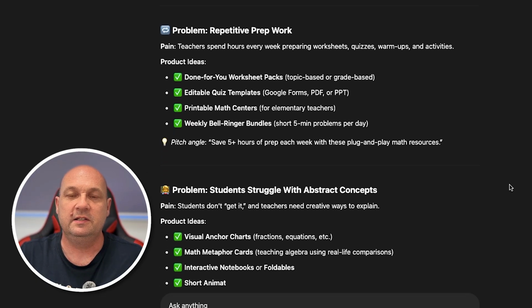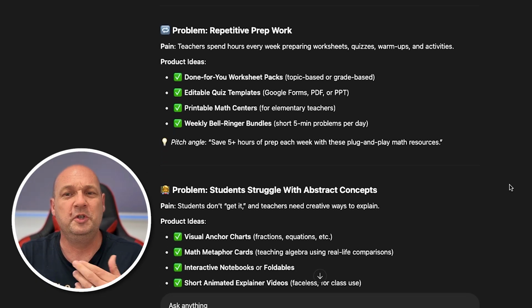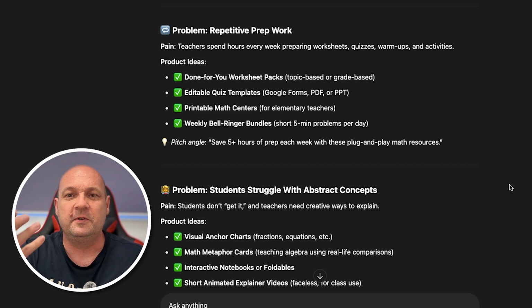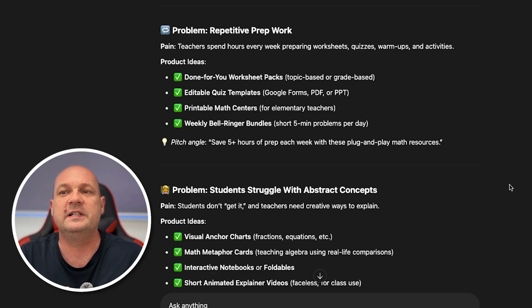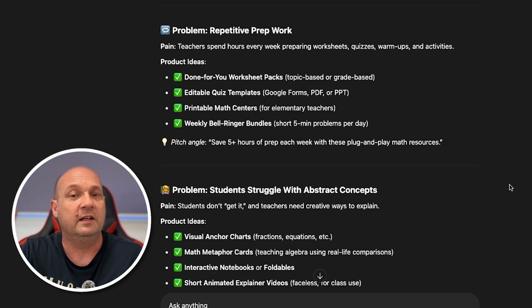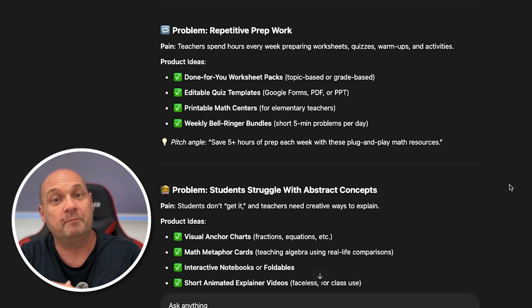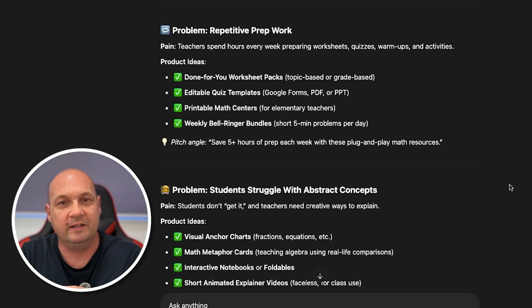As you can see, it does a really good overview of everything. Like the first thing is pain. If you know the pain point, and in this case, teachers spend hours every week preparing worksheets, quizzes, warm-ups, and activities, then you get the product ideas around that pain point. You get the idea. So if you have a pain point and a problem that is probably some other people have these same problems. But as you are an experienced math teacher, you know how to solve this problem.